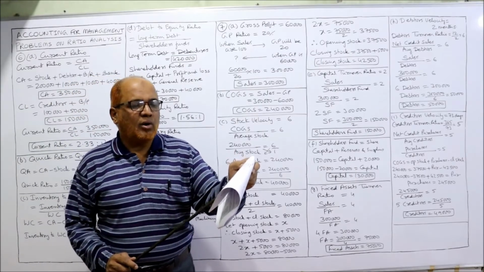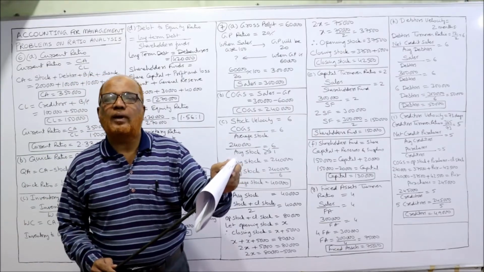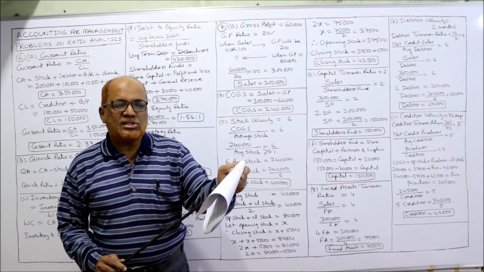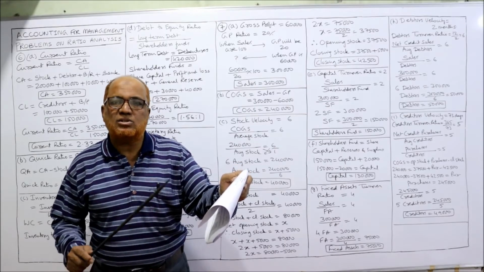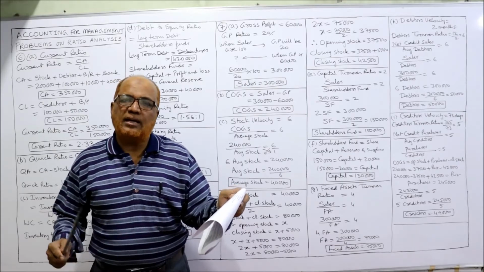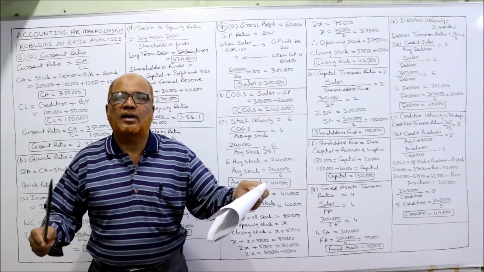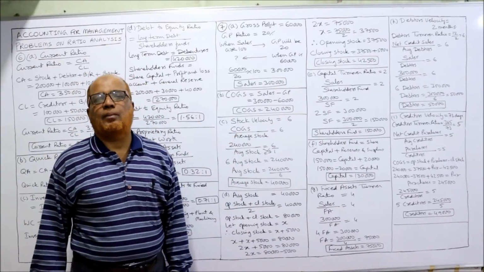Apart from that, the gross profit was 60,000 and the reserves and surplus amounted to 20,000. And closing stock was 5,000 rupees in excess of opening stock. So whatever opening stock is there, if you add 5,000 rupees to that, you will get the closing stock. This is the information given in the problem.